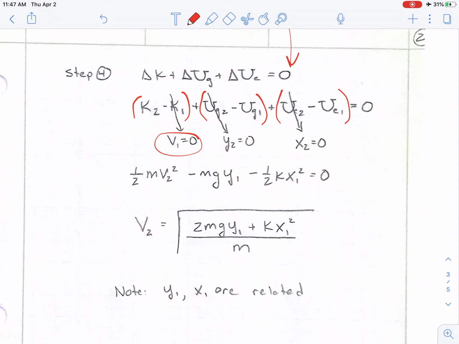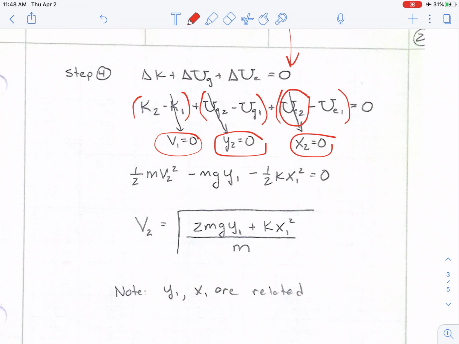Next, simplify them. Initially, the speed was 0, so since K is 1/2 mv squared, that goes to 0. And final, at 0.2, the gravitational potential is going to be 0 because remember for part A, we took that point as our origin, so y is equal to 0, that is y2. And for the elastic potential case, at 0.2, the spring is at the relaxed position, so there's no more spring force on it, and that means the elastic potential energy is 0. Okay, x2 is 0, 1/2 k x2 squared becomes 0.